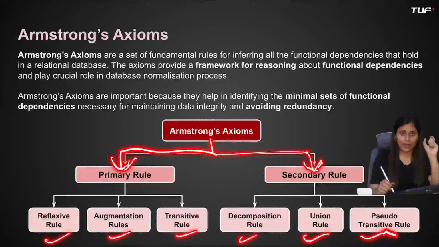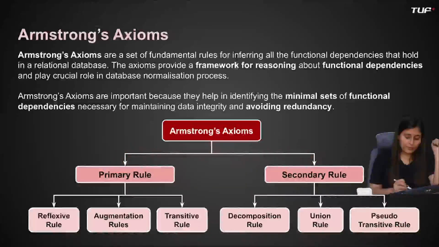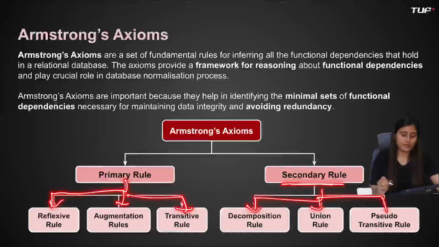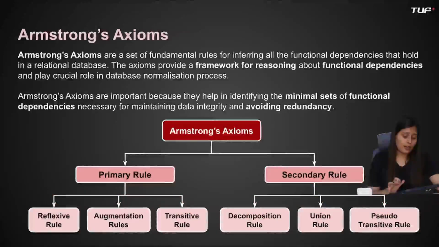If we are not able to find out the relationship with the provided functional dependency, then with this help we can find out more functional dependencies out of those to make the information and relationship more clear in the relational database, right? So based on primary rule and secondary rule, we have here 6 different types of rules, basically axioms. With the primary rule we have reflexive, augmentation and transitive, and using the secondary rule we have decomposition, union and pseudo transitive rule. So let's learn one by one.